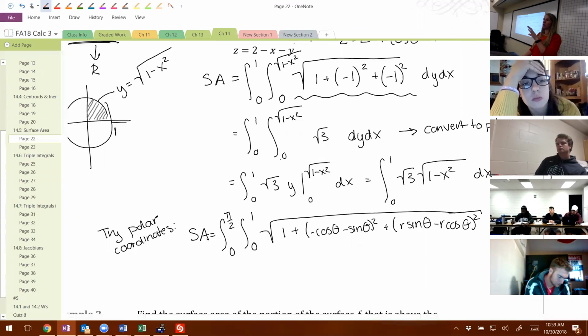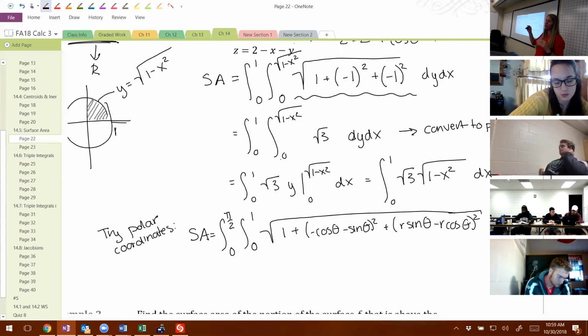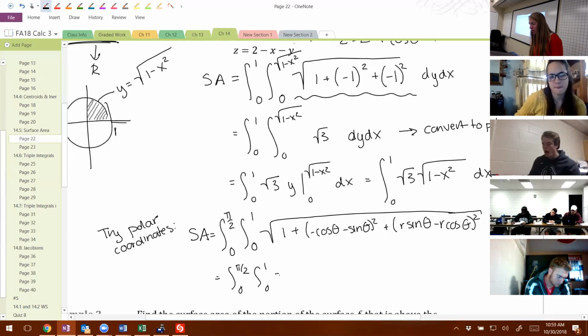Point is, you can convert to polar coordinates at any point in your problem. You don't have to go back to the very beginning. You could, and this should eventually work out, but I don't want to spend the next however many minutes doing trig here. Eventually, this should reduce down to the same thing that we would get if we switched to polar coordinates in the middle of the problem here.